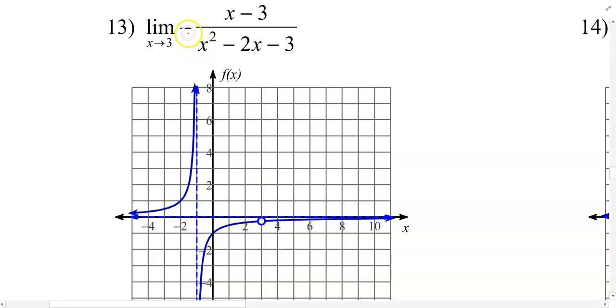Hopefully you do recognize that there is an issue here. We cannot substitute the number 3 into this expression. It ends up creating a 0 in the numerator and denominator. So that's what created this removable discontinuity, or the hole that's here.